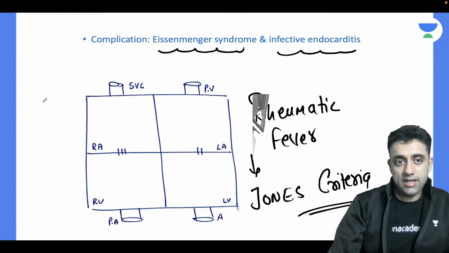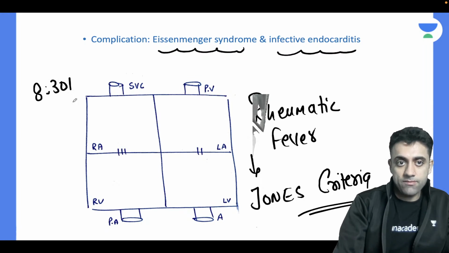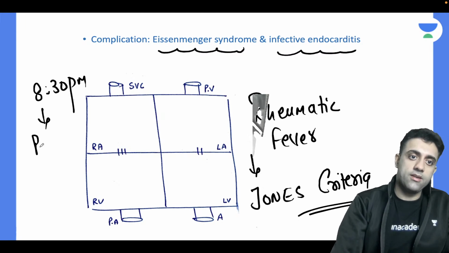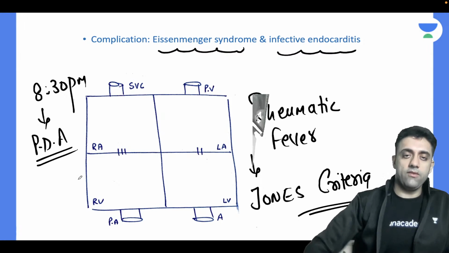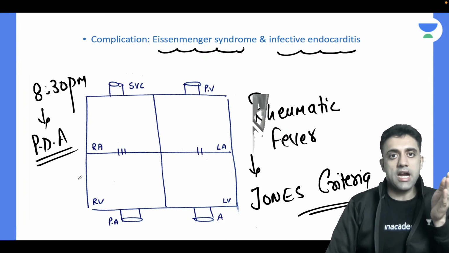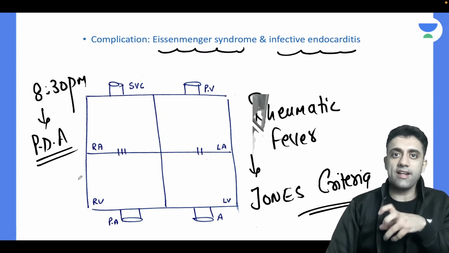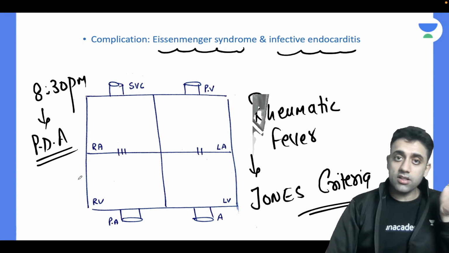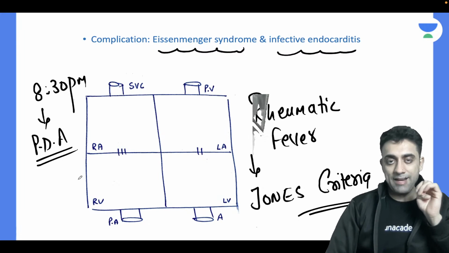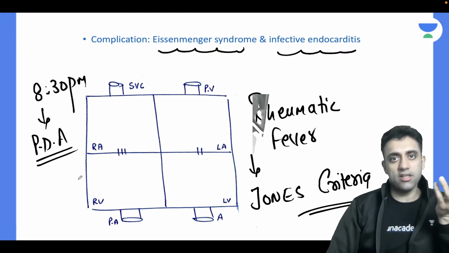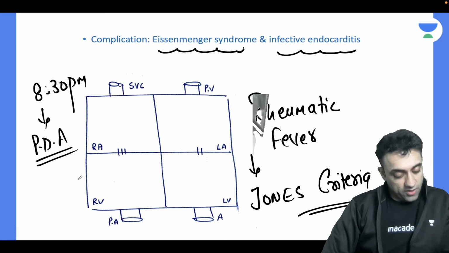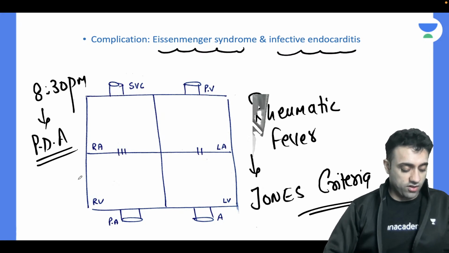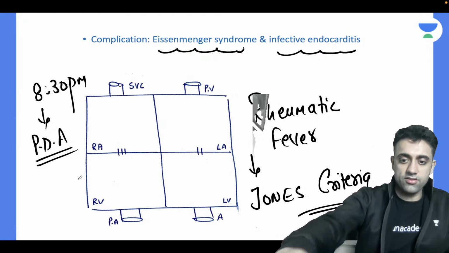And tonight we have another class at 8:30 p.m. Today we have a class on PDA, patent ductus arteriosus. We're going to cover these congenital heart diseases one by one with important highlighters, important markers. If you want to close the PDA, what will you do? What are the contraindications of giving ibuprofen in a case of PDA, and multiple other questions will also be covered.